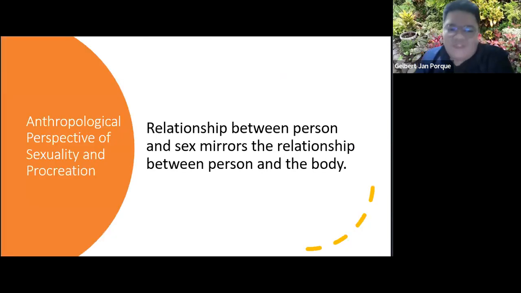Now, we have this anthropological perspective when it comes to sexuality and procreation. When we say anthropology, it is the study of our development from the Homo, maybe from the monkeys, from the chimpanzees, going towards us right now, the Homo sapiens. So the relationship between person and sex mirrors the relationship between the person and the body.